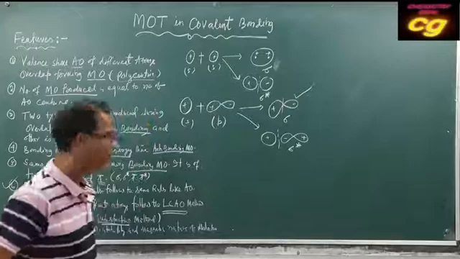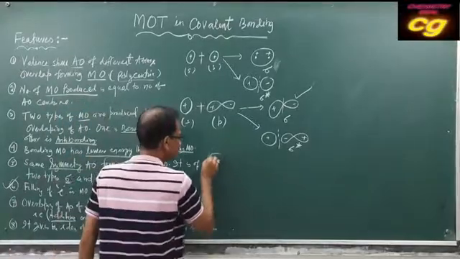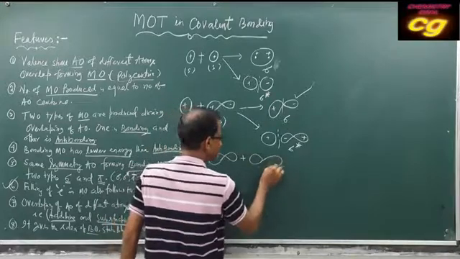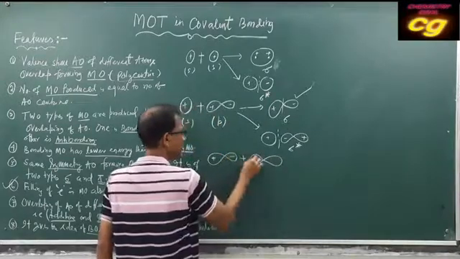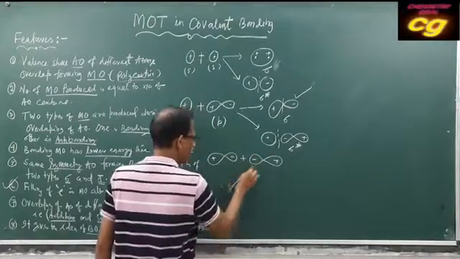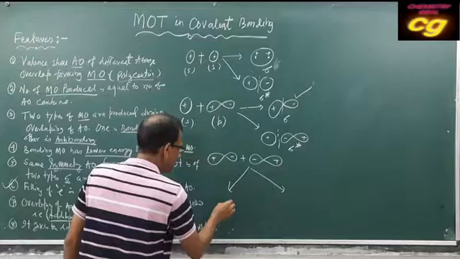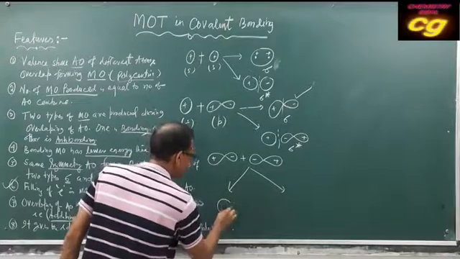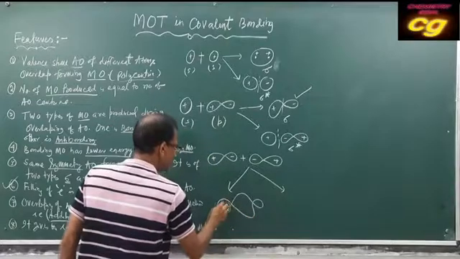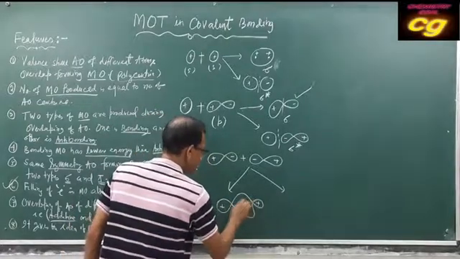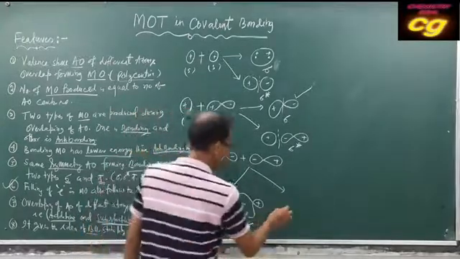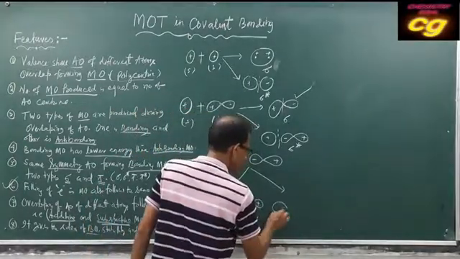Okay. Similarly, for p orbitals, plus minus, minus plus, when combined it will produce bonding. Suppose this is plus, this is plus, this is minus, minus minus, so sigma bonding. Antibonding will remain the same.